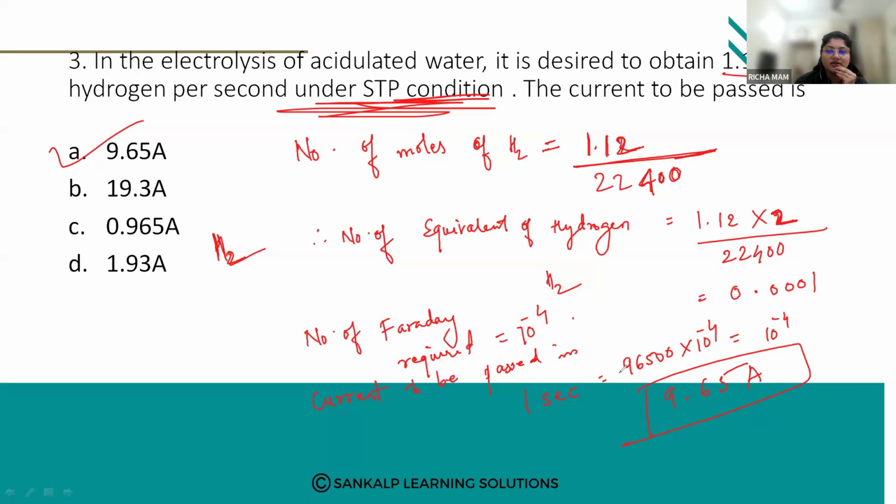So the current which is passed for this is Faraday. We are multiplying it by Faraday, that is 96,500 into 10 raised to minus 4. That is the current to be passed per second, 9.65. So if you pass 9.65 ampere of current per second, then you are going to get 1.12 ml of hydrogen per second at standard temperature and pressure condition. So option number A is the answer. I hope it is clear.